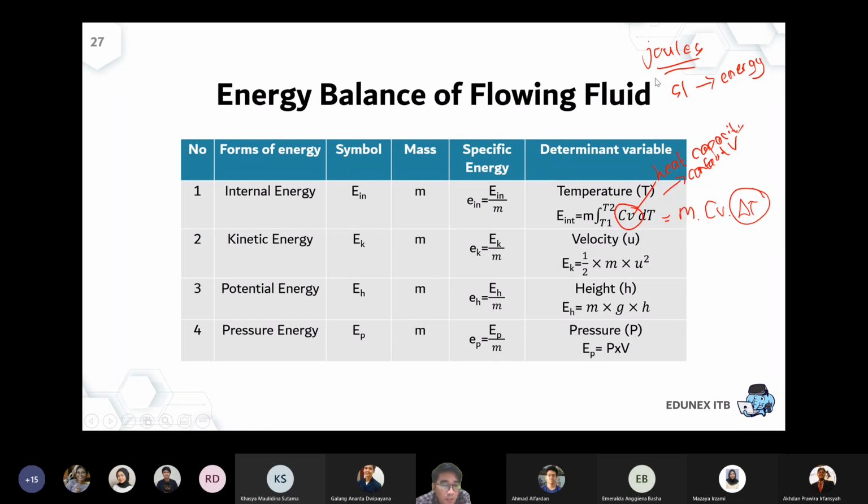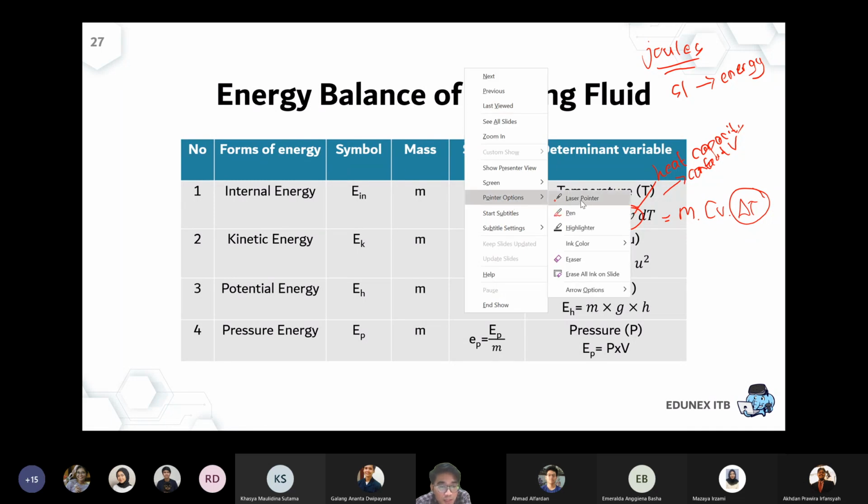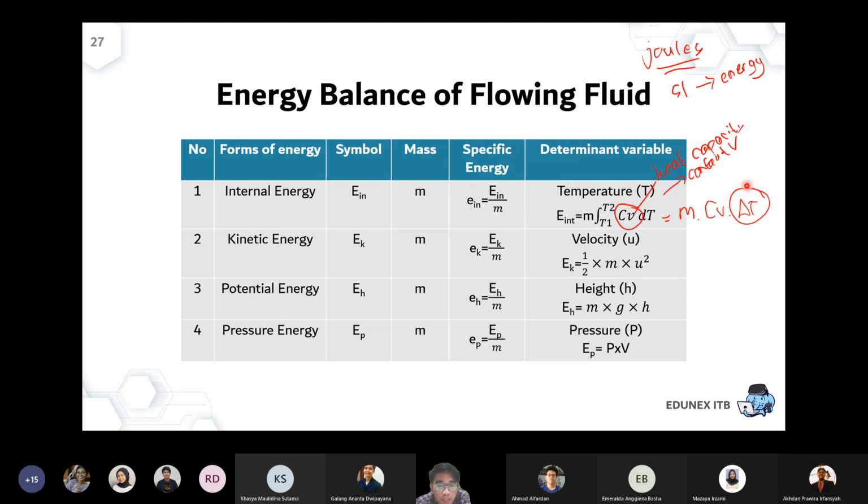However, what is important to be mentioned here is if during the journey the fluid doesn't change the temperature, it means delta T will equal 0. Ya, jadi kalau selama mengalir fluida itu tidak berubah temperaturnya, what is the condition when the temperature is constant? Isothermal, sir. Yes, it's isothermal condition. It means there is no internal energy change in fluid flow. It only changes if the temperature is changed.